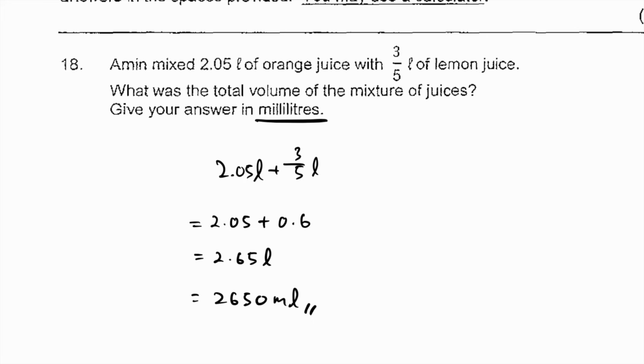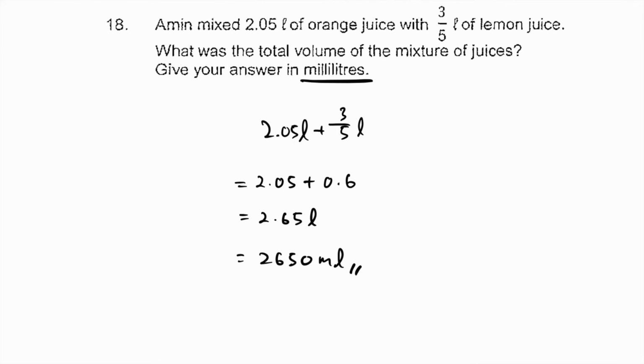And now, section B with calculators. So Amin mixed this amount of orange juice with this. Take note of this. This is an actual amount of liters and an actual amount of liters. What's the total? Well, we know for sure we're going to add. So with your calculator, do the addition. And be aware that we have to convert to ml. So times 1000, you get 2650.